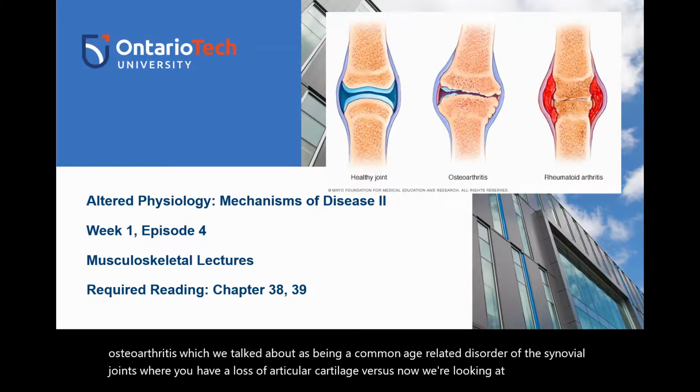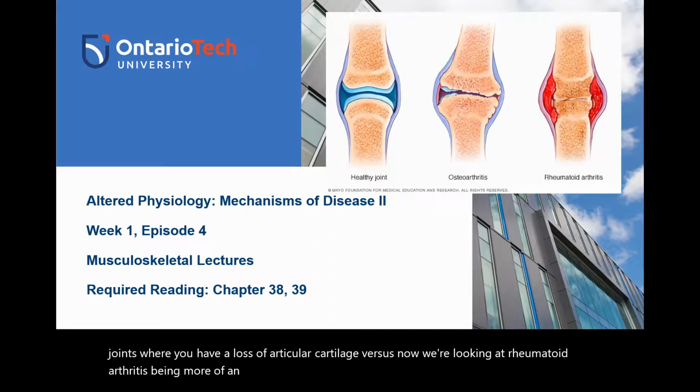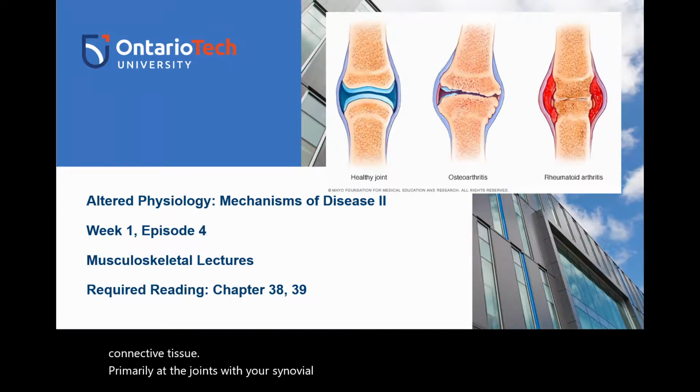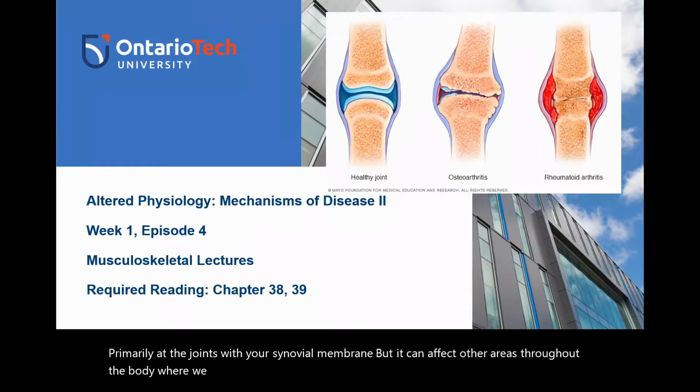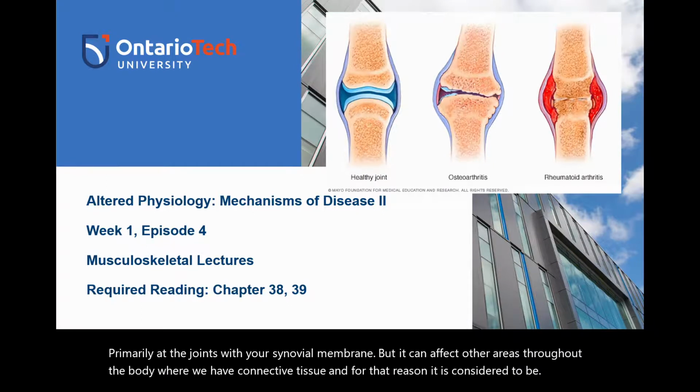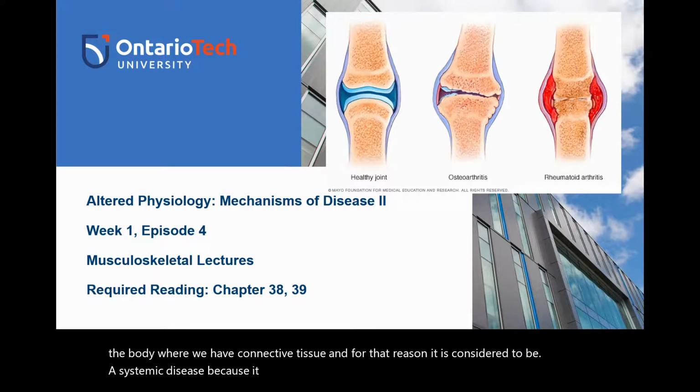more of an inflammatory autoimmune joint disease with the destruction of the connective tissue, primarily at the joints with your synovial membrane, but it can affect other areas throughout the body where we have connective tissue. And for that reason, it is considered to be a systemic disease because it can affect other organ systems such as the heart, lungs, kidneys, and skin, in addition to the joints.